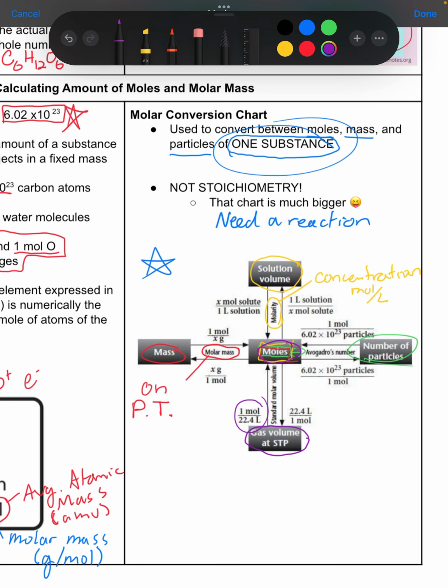So let me explain STP real quick. That stands for standard temperature and pressure. Specifically, there are 2 values. To be at standard temperature and pressure, that means 1 atmosphere of pressure and also 273 Kelvin. Another way to say 273 Kelvin is 0 degrees Celsius, because that's the same thing.